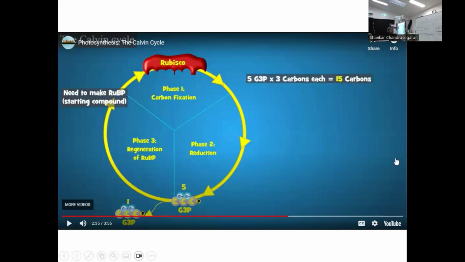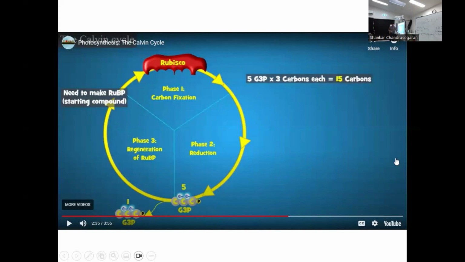Okay, so remember how I said that there's 5 carbons of RuBP and then 1 carbon from CO2. They bind together to be fixed, to be made into 2 3-carbon chains. So there's a total of 6 carbons that will initiate the reaction. 5 will come from RuBP, which is a chain of 5 carbons, right?